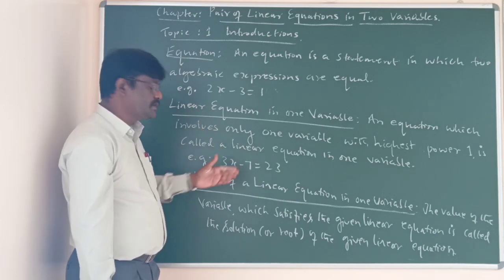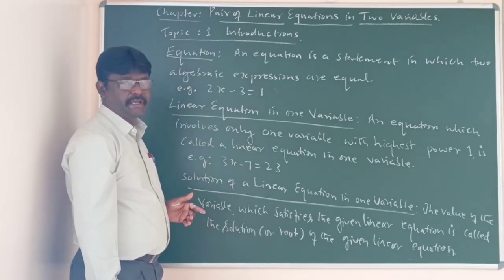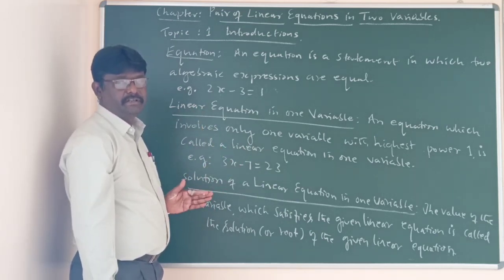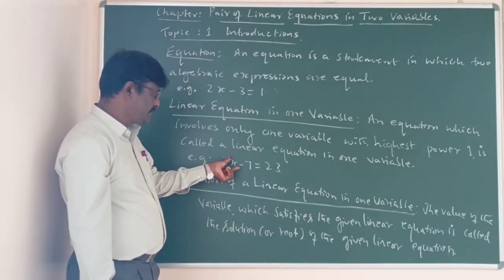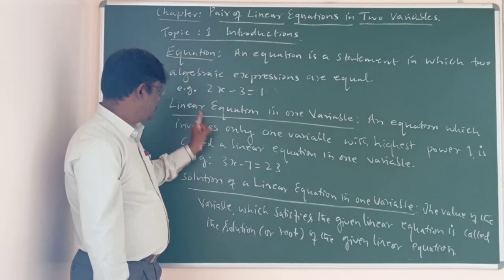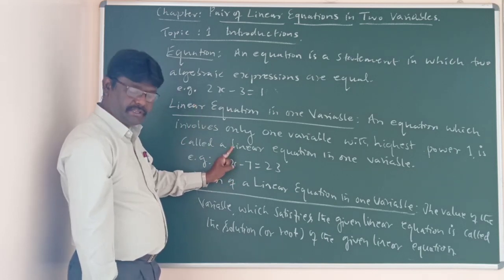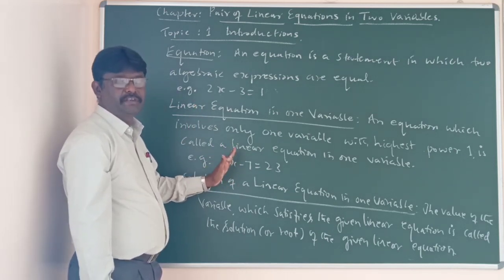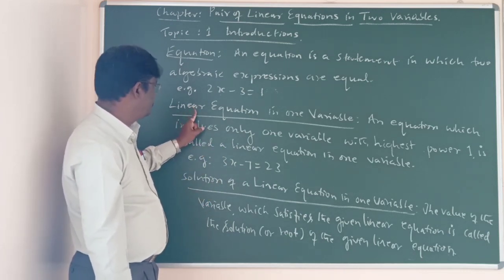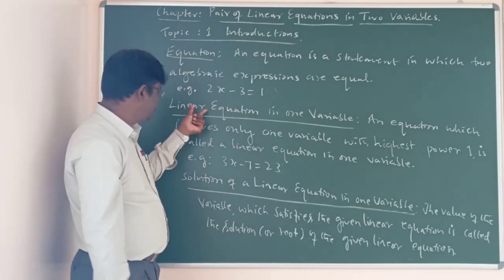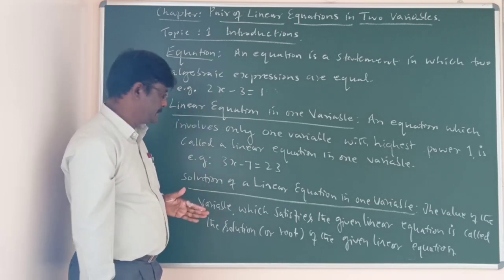And why is this called linear? We know the graph of this. Whenever the degree of an equation is 1, that means it has a linear variable, the graph will be a straight line. That's why it is named so. Linear equation in one variable, linear equation.